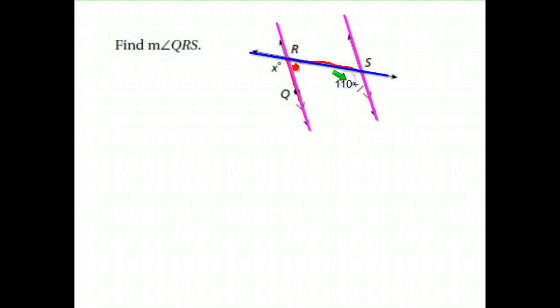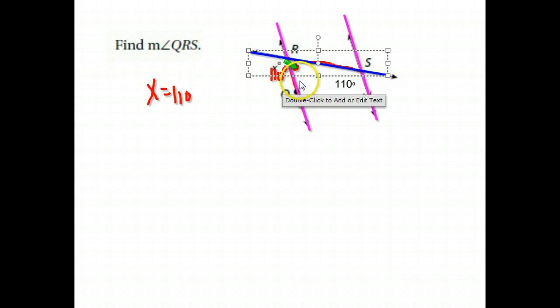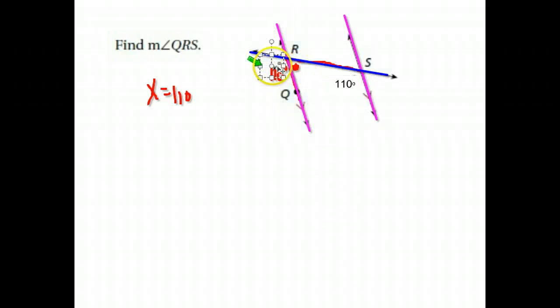This 110-degree angle is corresponding to this x degree angle. So that makes this angle 110 degrees also. So if they asked for x, I would know x is 110 because those are corresponding angles. They didn't ask for x. I need to go one step further. I need the angle right next to it. Notice that those two angles are a linear pair. They make a straight line together.